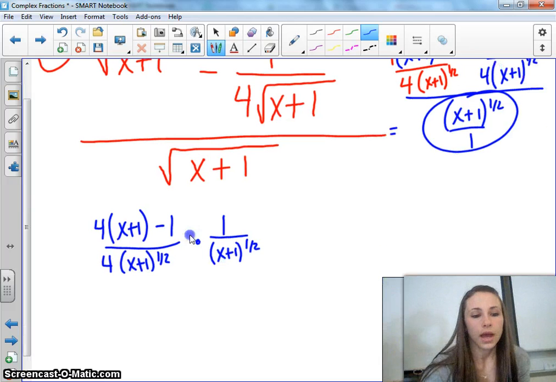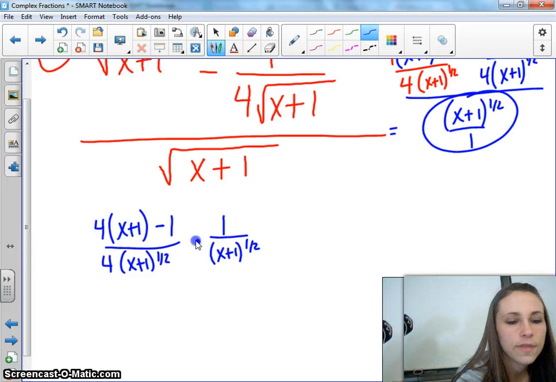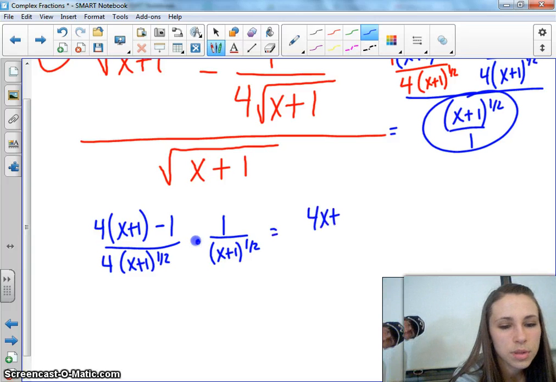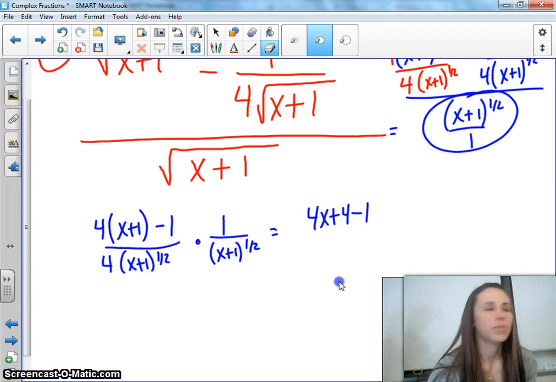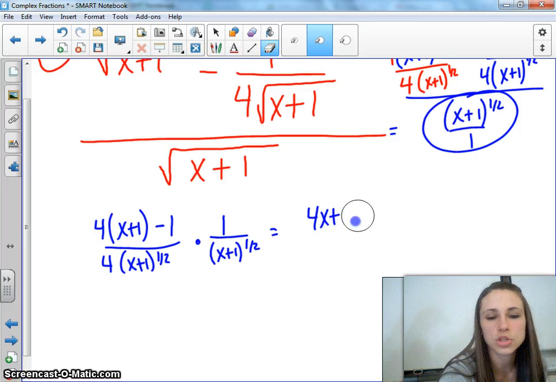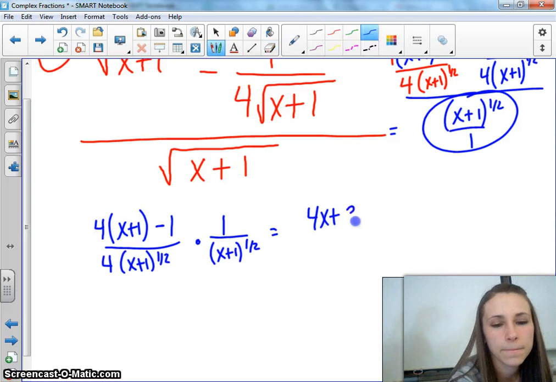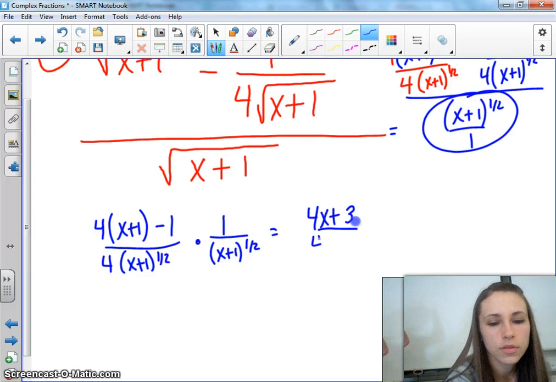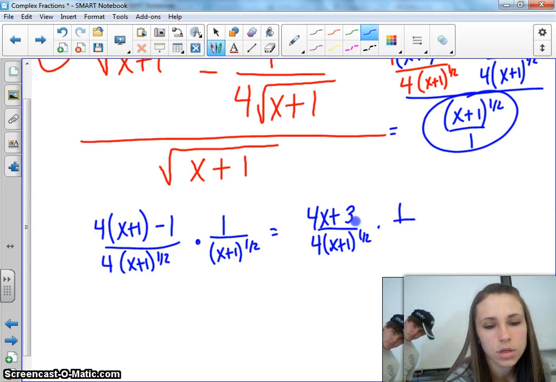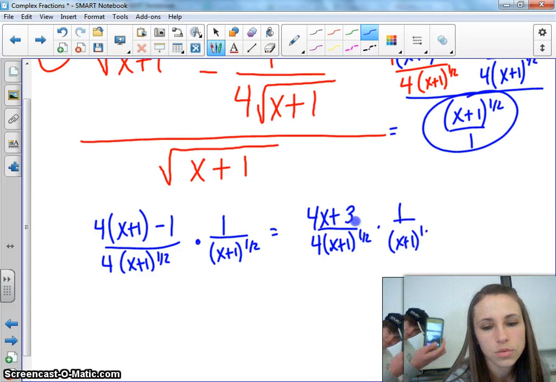Now, I need to go ahead and distribute across the top here so I can combine like terms. So that's just going to end up being 4x plus 4 minus 1. And so then I'm just going to go ahead and combine like terms here. So 4 minus 1 is 3. So 4x plus 3 over the 4 times x plus 1 to the 1/2 times 1 over x plus 1 to the 1/2.